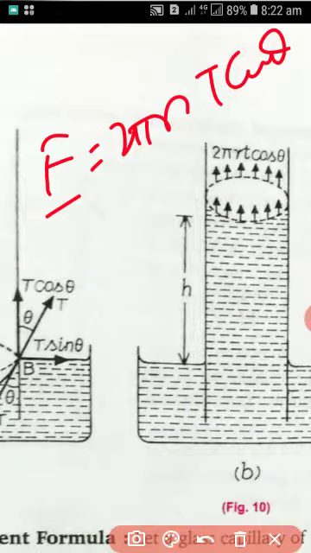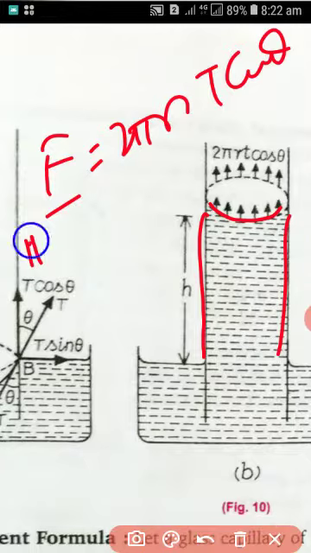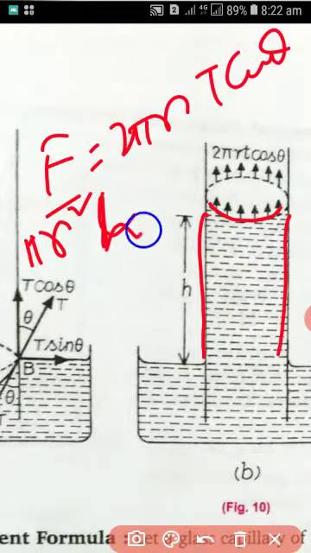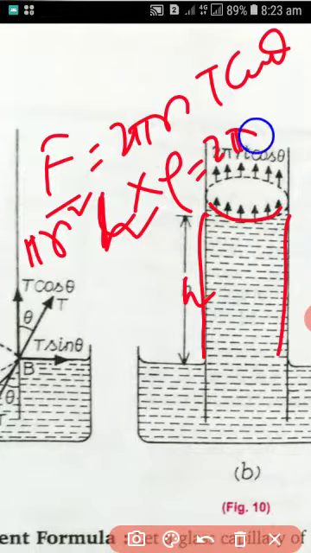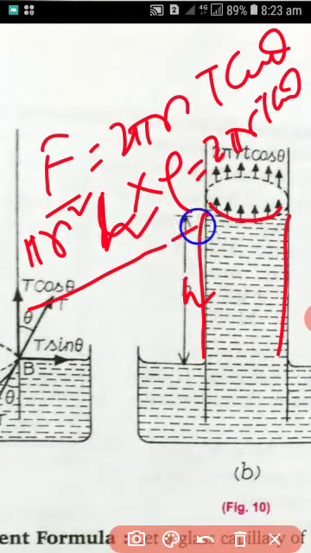the volume into density. Here the volume is cylindrical, so you can write pi r square L, length. Here we can write h, the length of the liquid column, into density rho. So pi r square h into rho equal to 2 pi r into T cos theta.